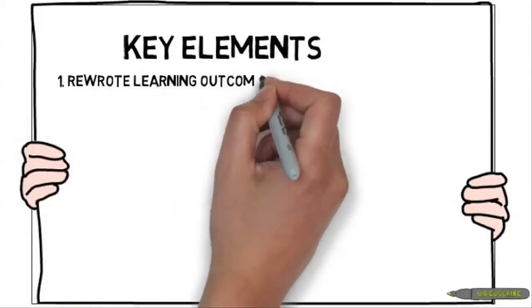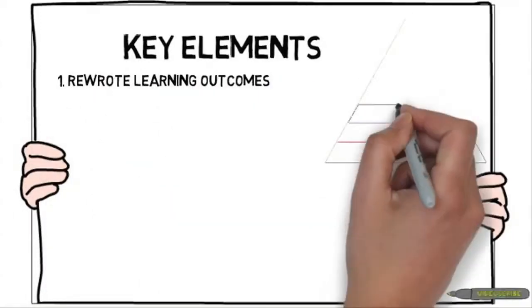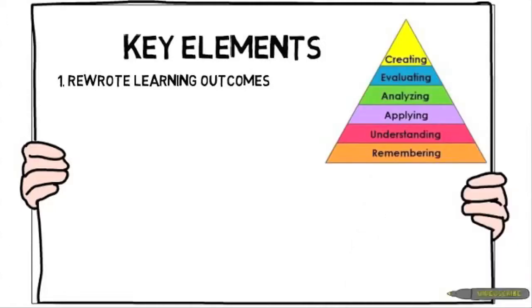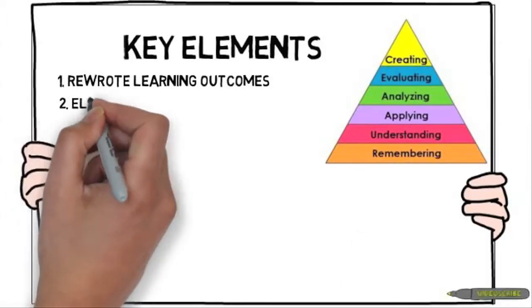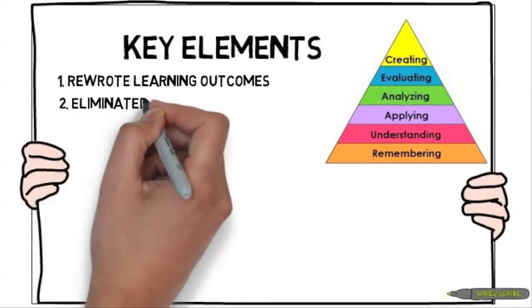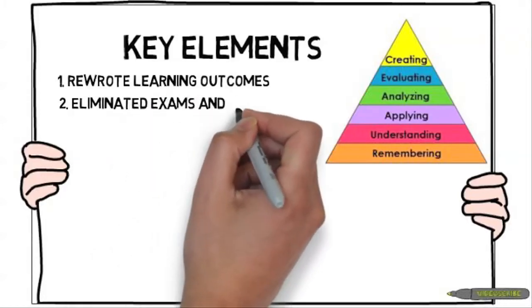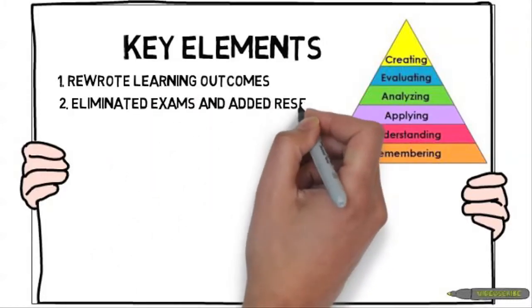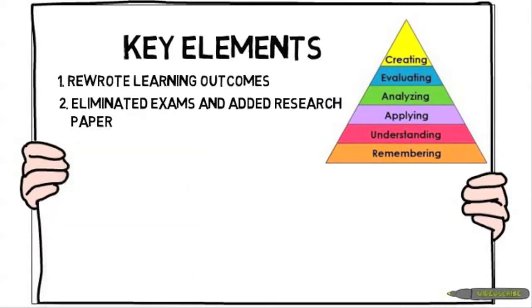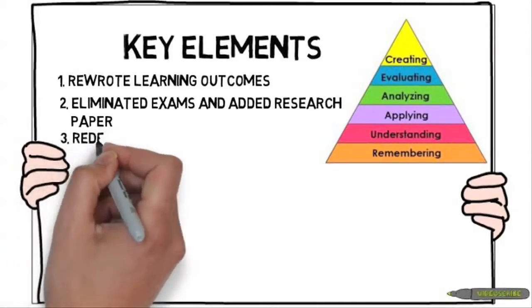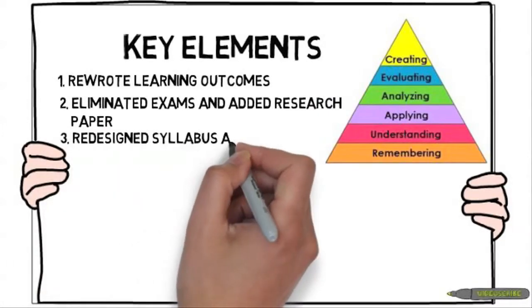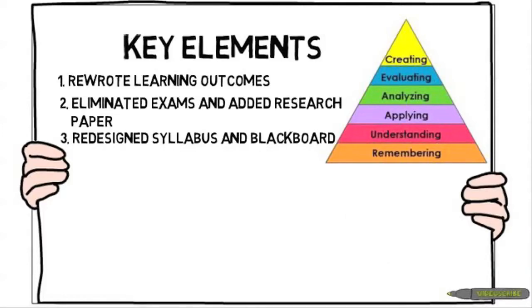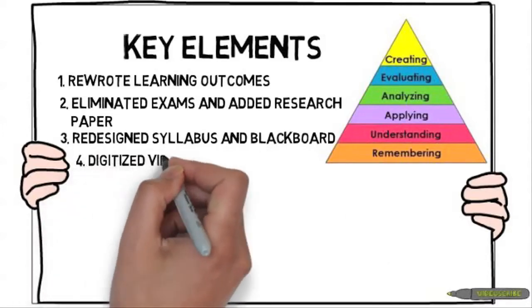I rewrote my student learning outcomes using the updated Bloom's taxonomy, and I've made sure the assignments are relevant. I've eliminated 2 of 4 Scantron exams and replaced them with a group research paper. Students will work both individually and as a group to write a paper and produce a related video. I redesigned my syllabus and Blackboard to make them more student-friendly and better organized.